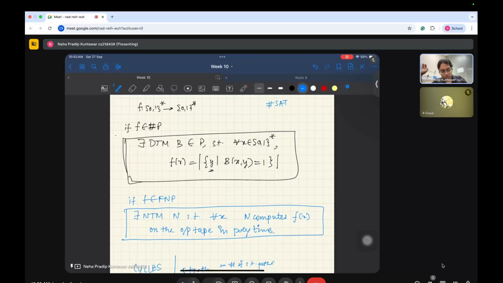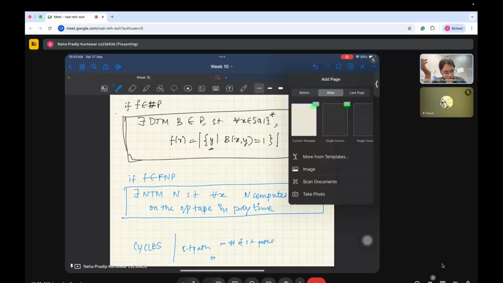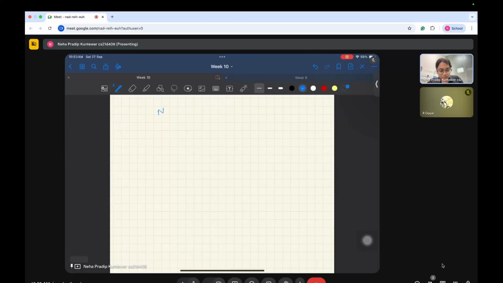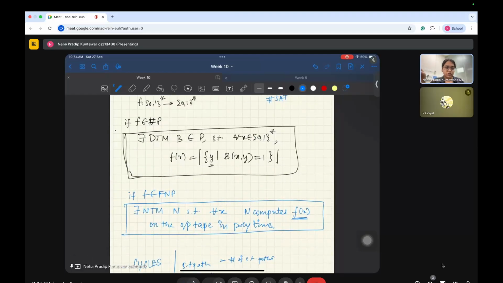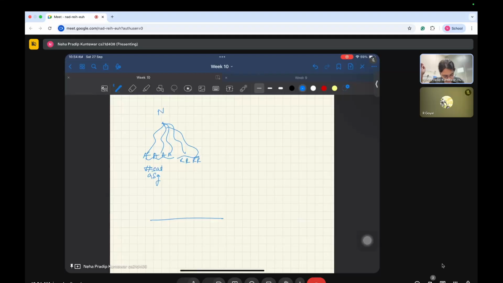Although we know that there is a machine N such that for every formula phi, the number of accepting paths is equal to the number of satisfying assignments, and the rest of them are all rejects, that is not enough, because what this requires us to do is to explicitly compute this f of x and write it on the tape. So this value, whatever it is, I want to write it on the tape.